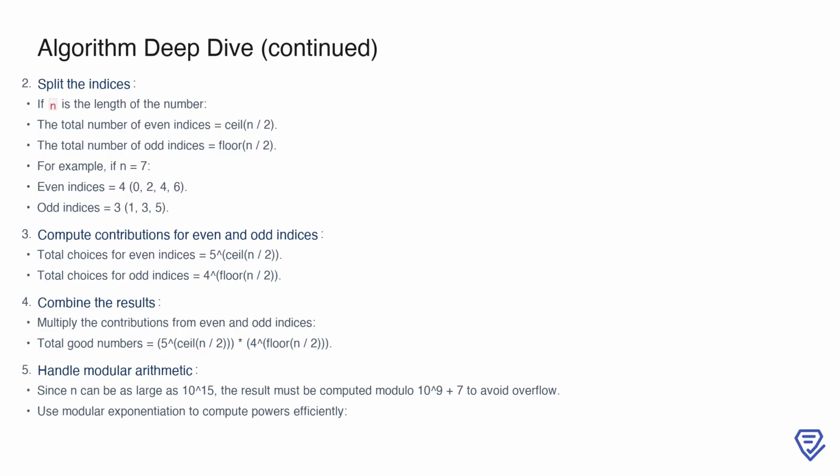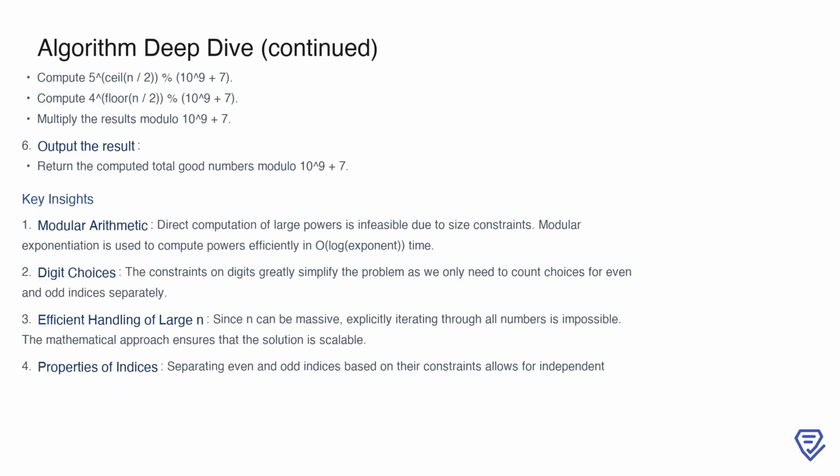With this division, we can compute the contributions for each type of index. The total choices for the even indices are represented as 5 raised to the power of the number of even indices, and for the odd indices, it is 4 raised to the power of the number of odd indices. To get the total number of good numbers, we simply multiply these 2 contributions together. However, since the value of n can be extremely large, the result may exceed computational limits. To address this, we apply modular arithmetic, specifically modulo 10 to the power of 9 plus 7, to keep the calculations manageable.